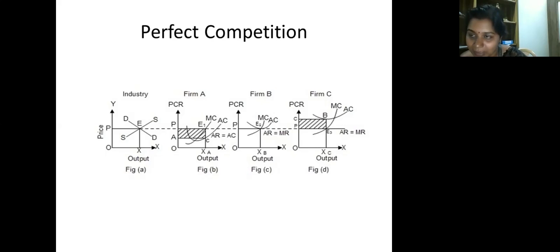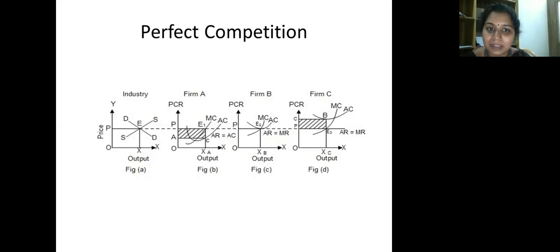For deciding the price and output, you need two curves: MC and MR. With the help of MC and MR, you can find out the price and the output. The other two curves you are going to use are AC and AR. With these two curves, you can find out whether it is profit or loss. So MC and MR to find the price, and AR and AC to find whether it is profit or loss.